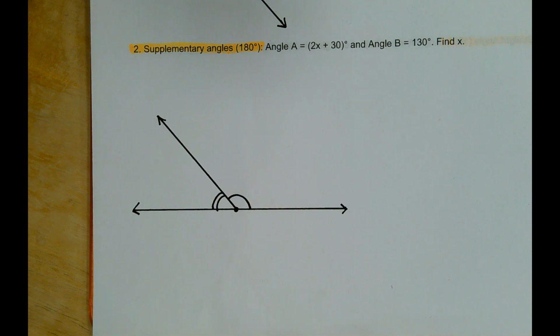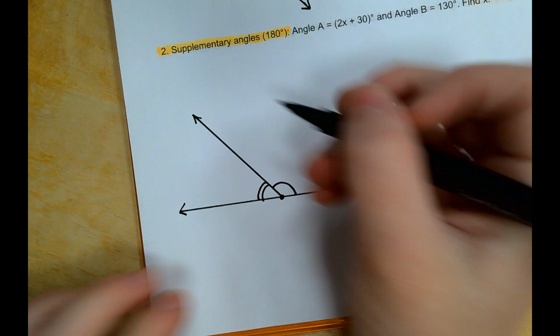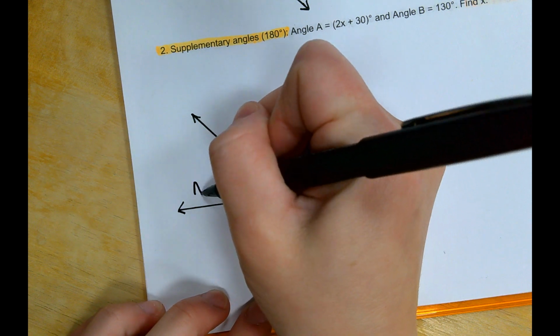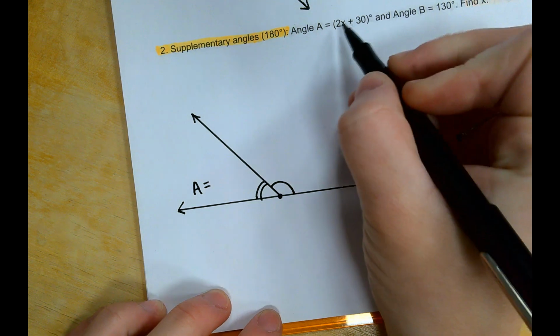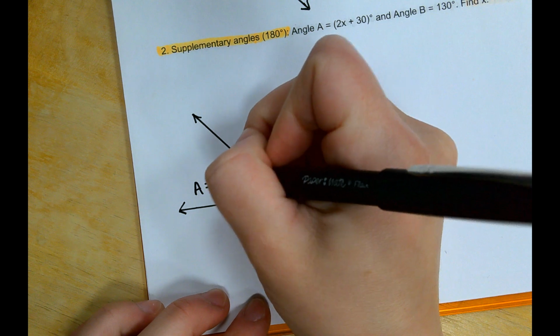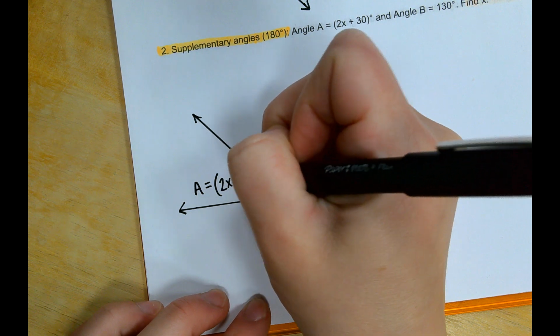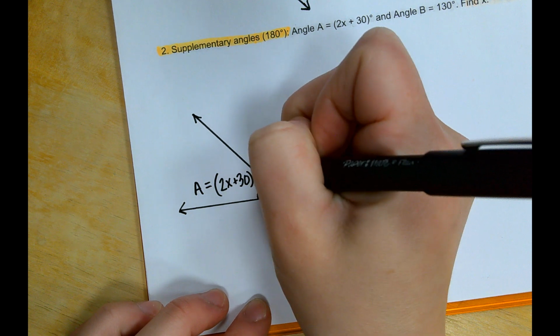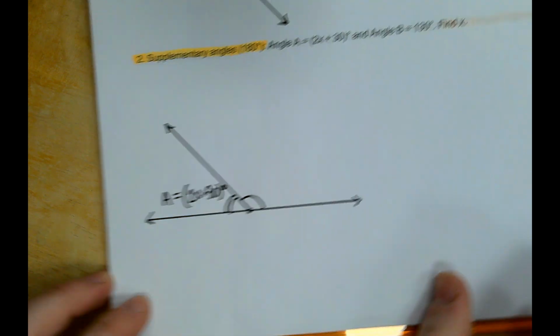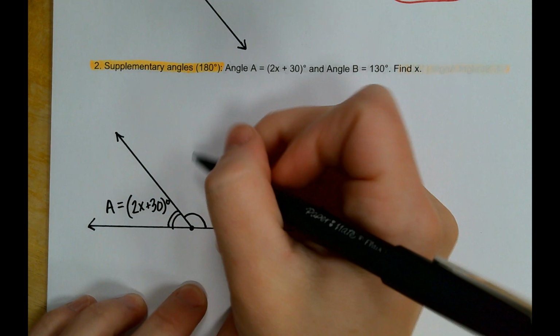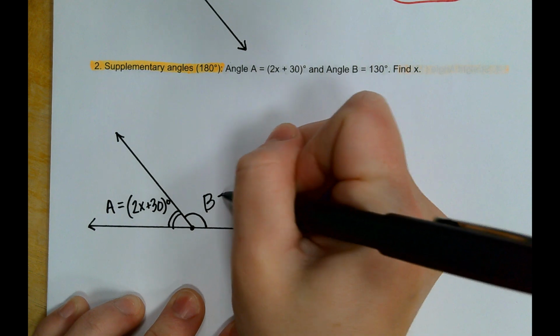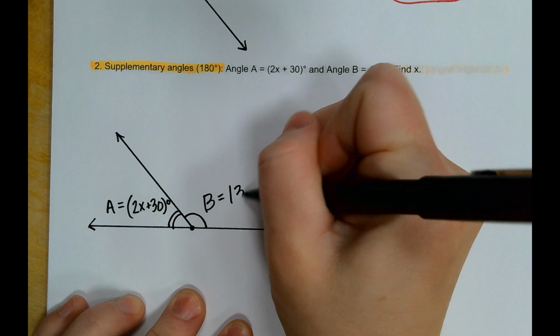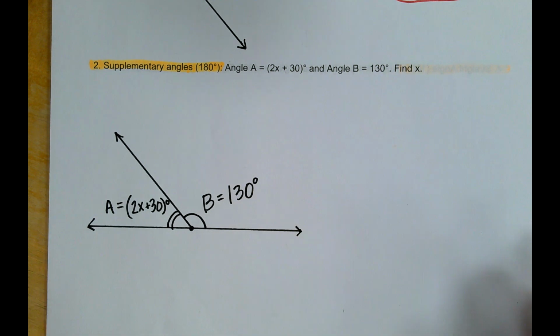All right, which one should we make A? Yes. Perfect. So angle A equals 2x plus 30. And so B has to be the other one. 130 degrees.